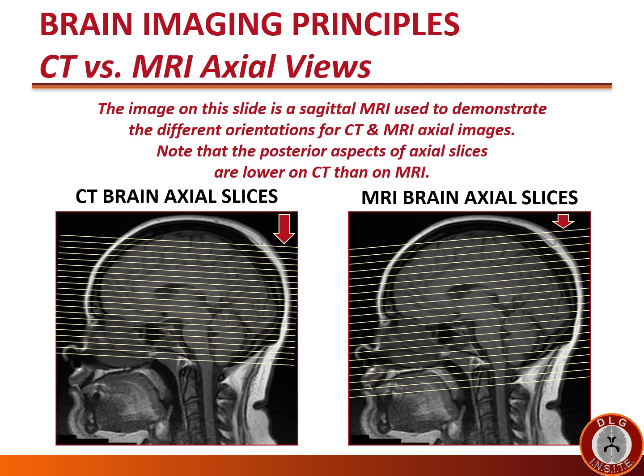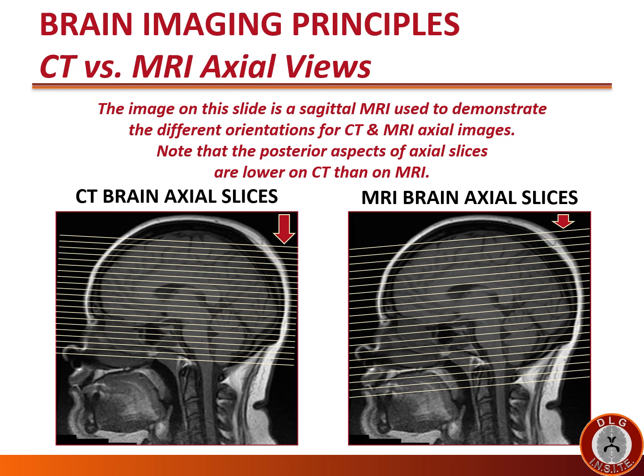It is important to realize that the axial views of CT and MRI scans are slightly different. The image on this slide is actually a sagittal MRI used to demonstrate the different orientations for CT and MRI axial images. On the image to the left, slices are shown the way they are obtained on CT brain. And the image on the right, slices are shown the way they are obtained on MRI brain. There is a slight difference in the anterior-posterior orientation of these slices. Note that the posterior aspects of axial slices are lower on CT than on MRI.